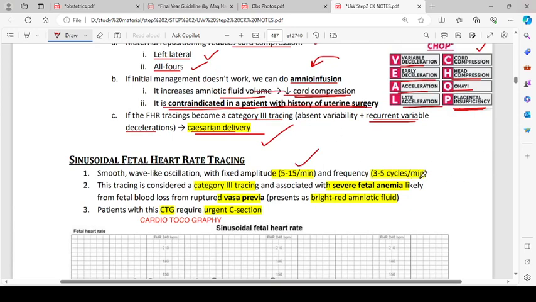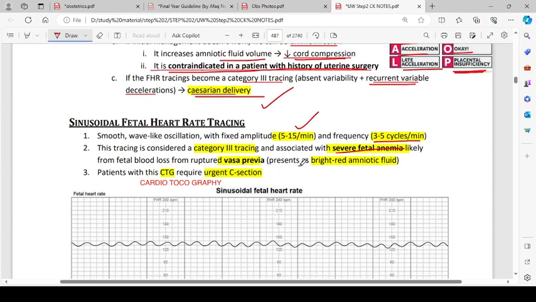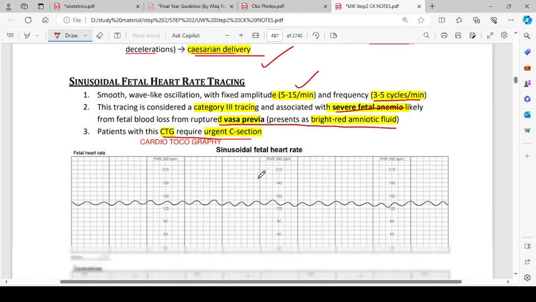Sinusoidal fetal heart rate tracing shows smooth wave-like oscillations with a fixed amplitude of 5 to 15 beats per minute and a frequency of 3 to 5 cycles per minute. This tracing is considered a category 3 tracing and is associated with severe fetal anemia, likely from fetal blood loss from ruptured vasa previa, which presents as bright red amniotic fluid. A patient with this CTG requires urgent C-section.